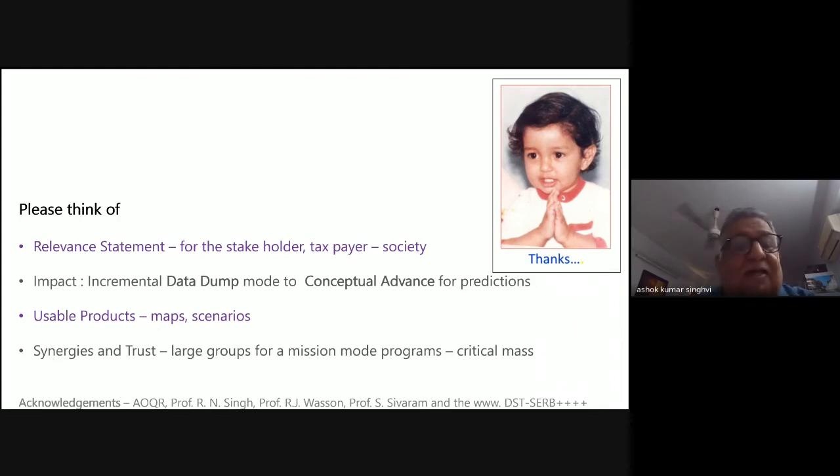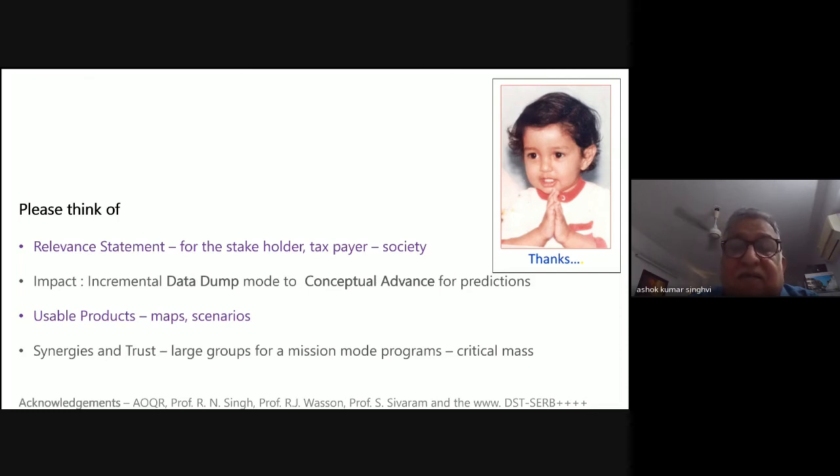Finally, this is my last slide. I would request all my colleagues, younger colleagues especially, to look at what is the relevant statement you would like to tell your mother or your father about the relevance of science. How does it impact them? Why should the country fund it? I think that's an important question we need to ask. What is the impact of our science?